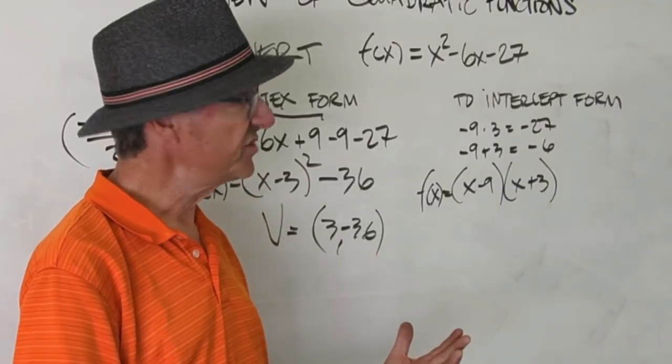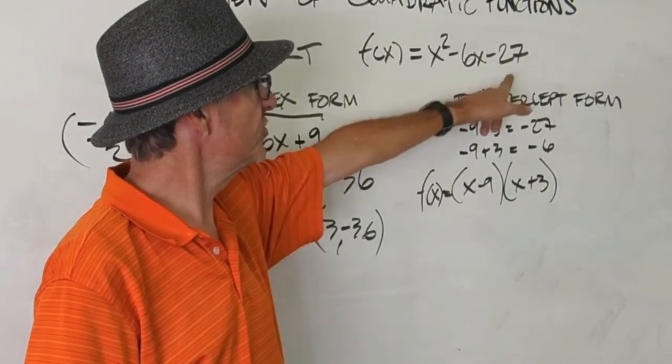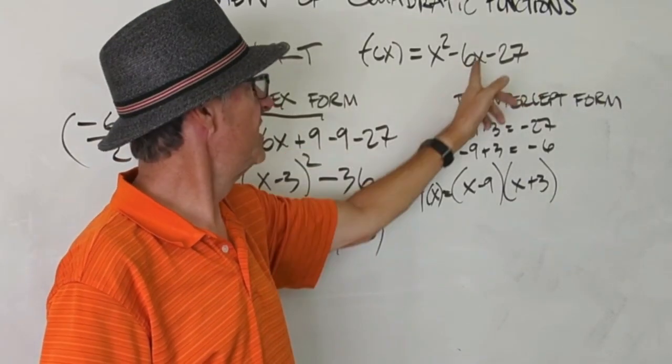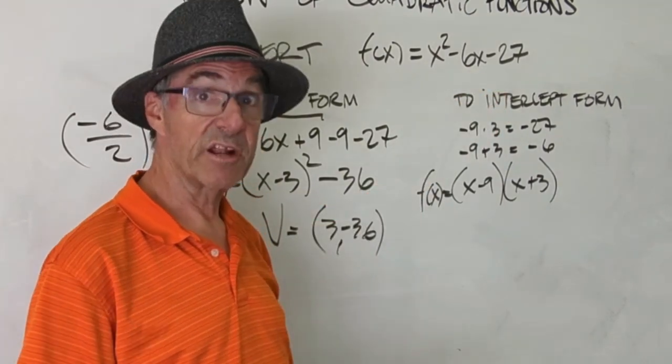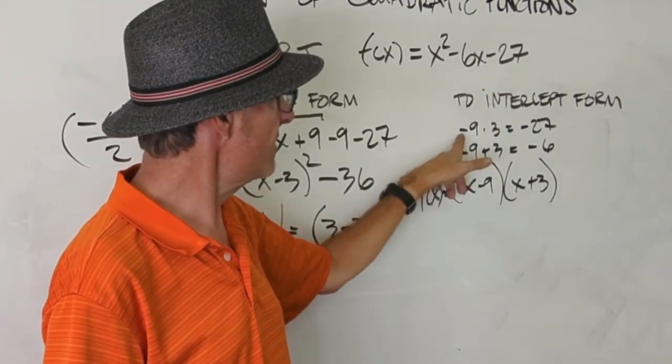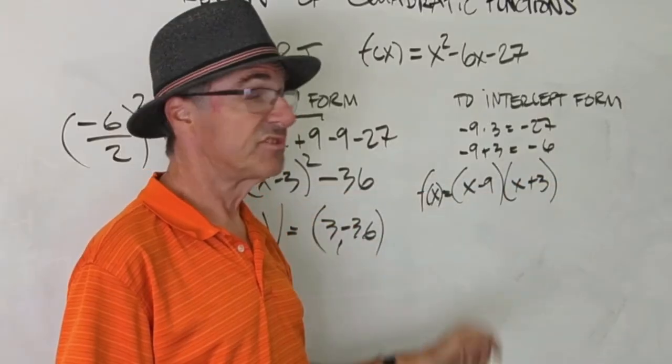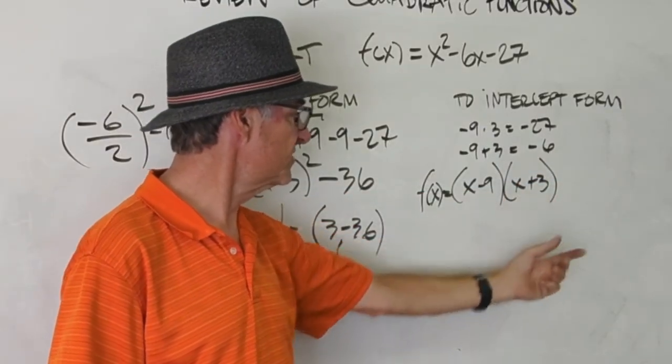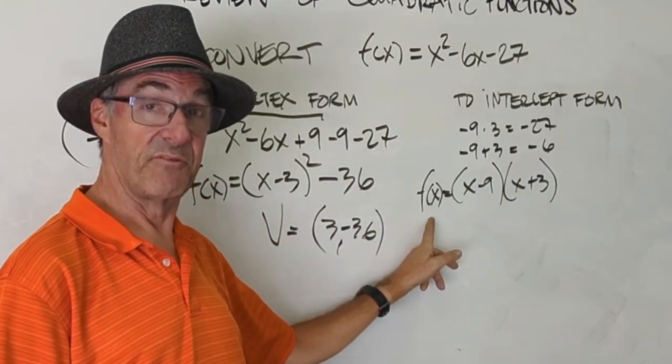So this one was pretty straightforward as well. I'm looking for two numbers that multiply to negative 27 that add to negative 6. This is a product sum factoring problem. So I got minus 9 and 3, and that does the trick. So then these are my two factors. So here is my intercept form.